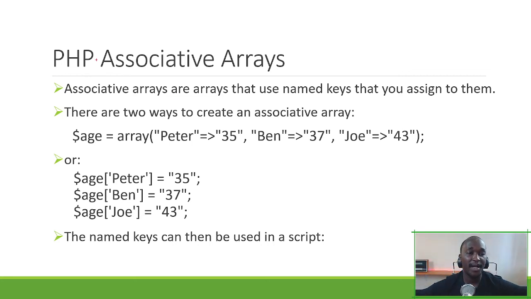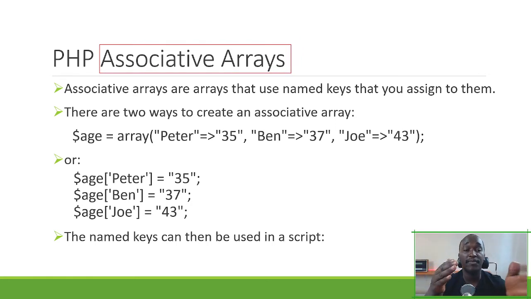Now we come to associative arrays. The difference between indexed arrays and associative arrays is that the indices on associative arrays are named. So the keys are named. We use named keys. Here we are creating a variable age, which is an array actually. We are creating an array age, and then we call the array function.